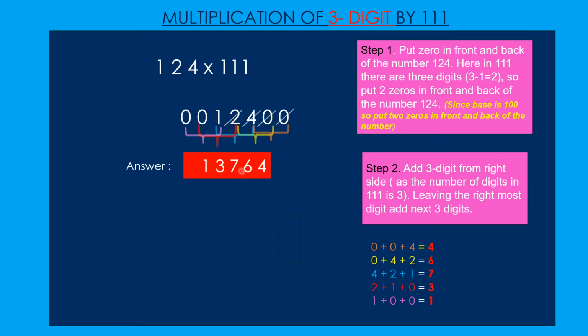So write 6 in the answer box. Leave the 0, and what are the next 3 digits? It is 4 plus 2 plus 1. So 4 plus 2 plus 1 is 7. So write 7 in the answer box.